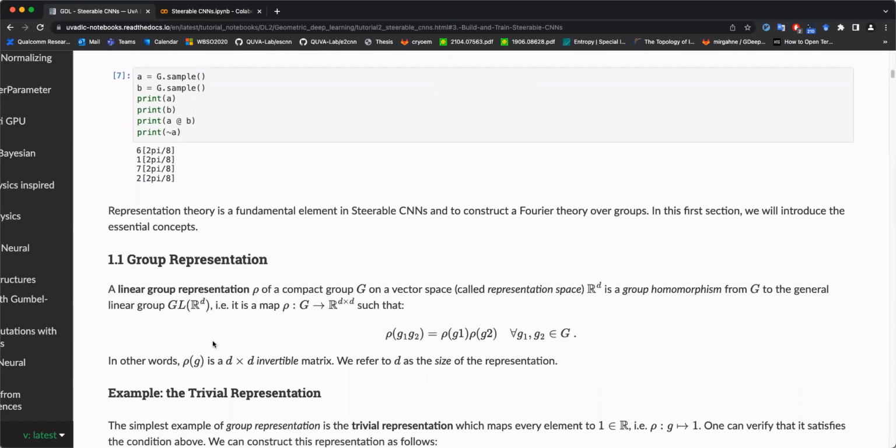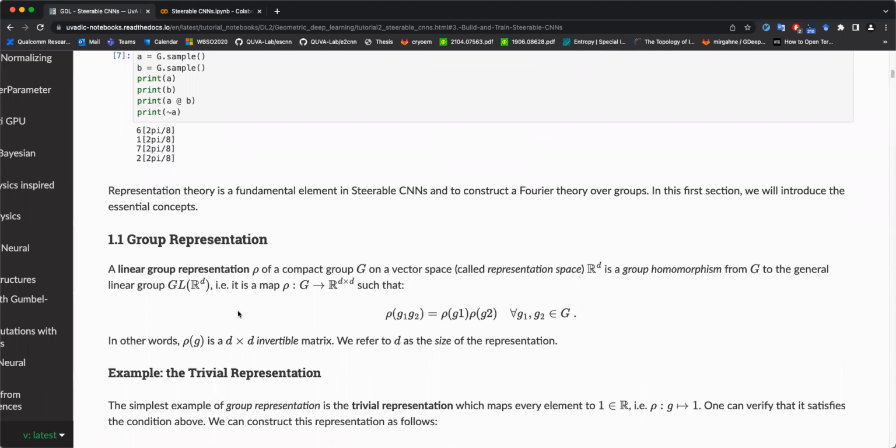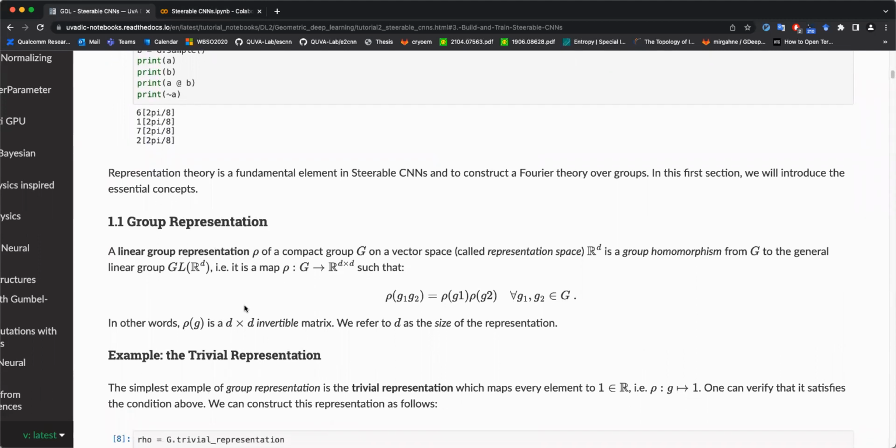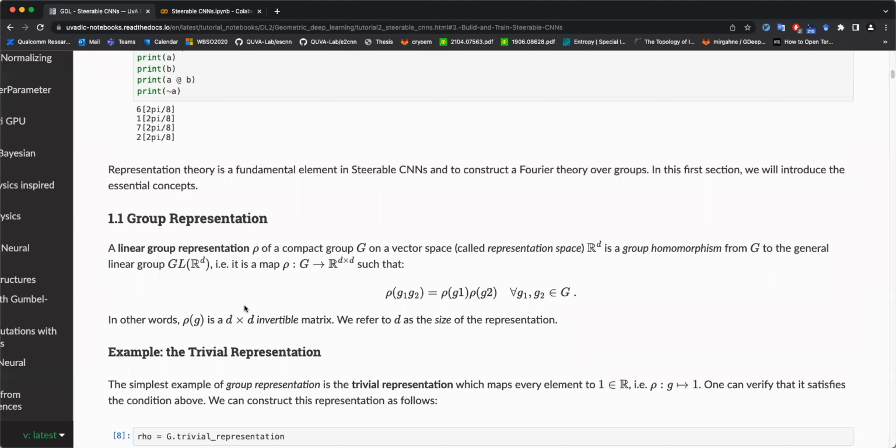Group representations are, as we are going to see, what allows us to build this Fourier theory, this harmonic analysis for compact groups. But let's start from the basic definition of a representation. You can find, again, a summary of the definition you have already probably seen, but let's see that again. For a certain group G, a linear group representation is essentially a map that associates to each group element a D by D matrix. So essentially a linear operation on the D-dimensional vector space R^D.